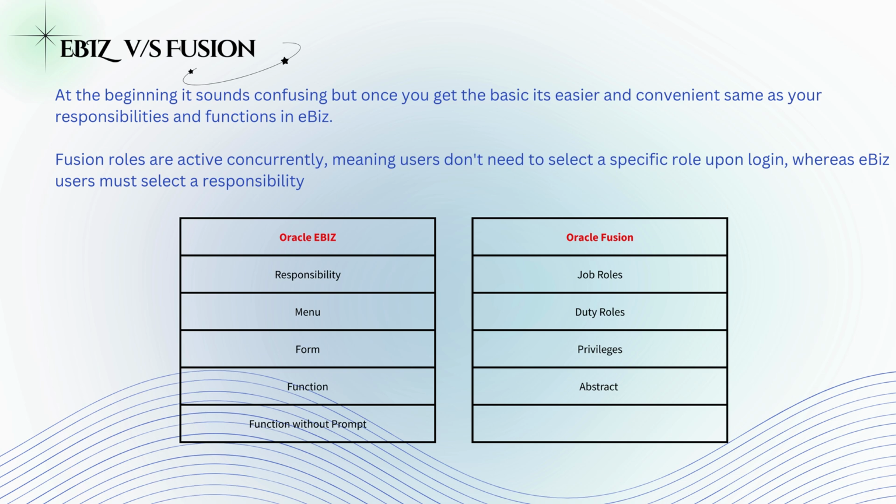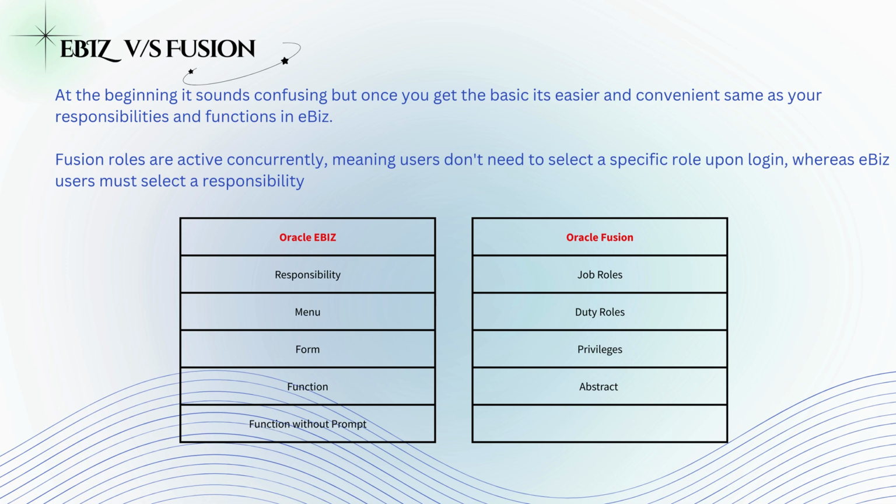Whereas in Oracle Fusion, there are four major roles. One is abstract roles. An abstract role is nothing but an identifier which identifies whether this user is an employee or a line manager. And there are a couple of other abstract roles as well. Based on that, the logic has been written behind the scenes.